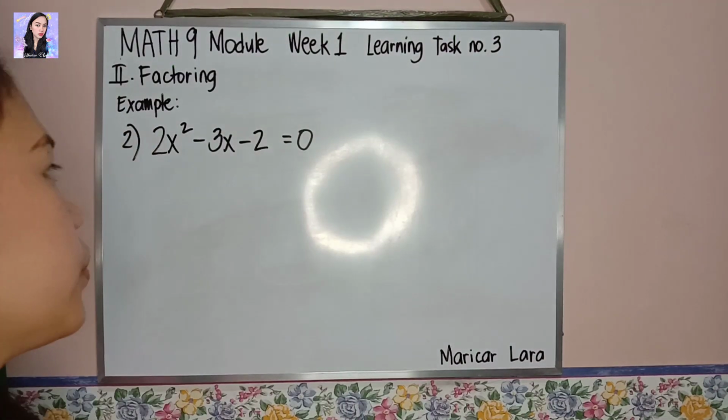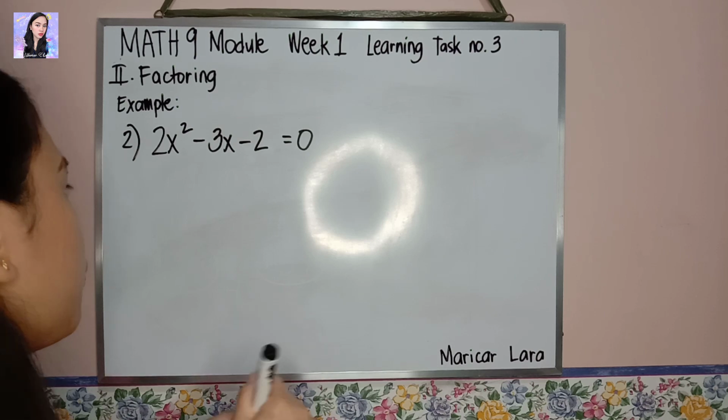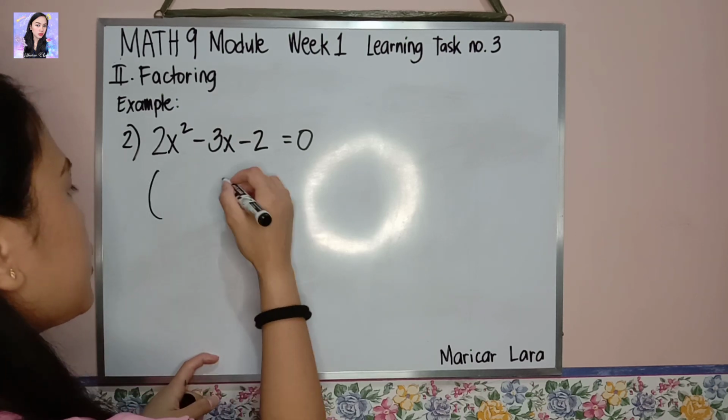Example number 2, we have 2x squared minus 3x minus 2 equals 0. So, factor lang ulit natin yung first and last term.